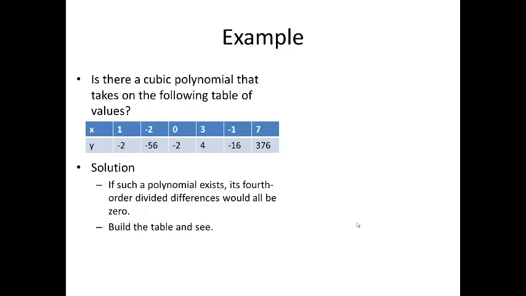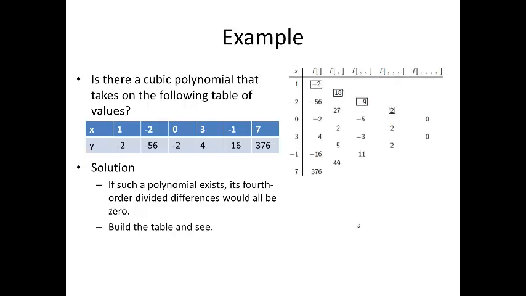We can use the techniques from section 4.1 to build the table. The author supplies the table but doesn't work through all the particular details that he did in section 4.1. But here's the table. Now what we can notice is that the fourth order divided differences are all 0. And since they're all 0, then there's a polynomial of degree 3 that fits all the data points in this table.